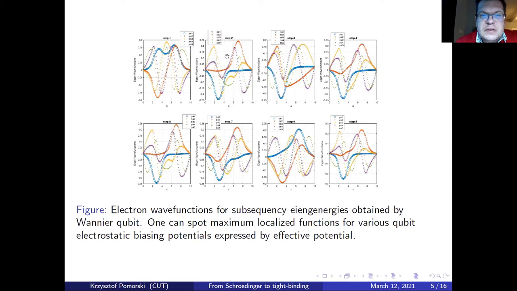So basically, just in this particular context, you can easily identify which function is maximum localized or is close to maximum localized function on the left-hand or right. All right, so that's how it is. So that's just simple Schrödinger wave function methodology. We know how to do it. That's not so big a deal. All right, so now let me move on.